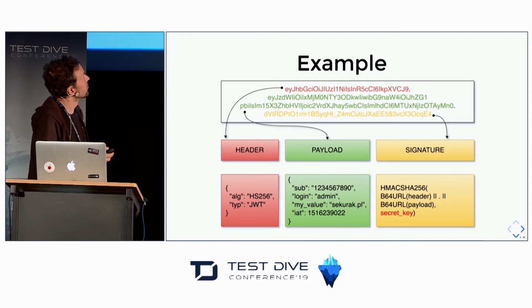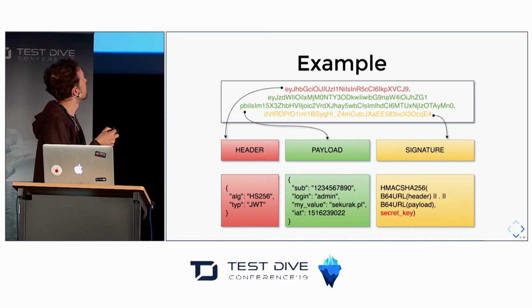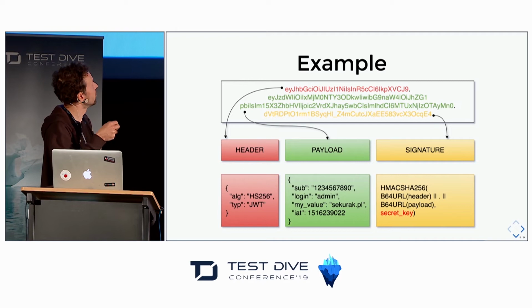Here is an example of this token, a JSON Web Token. And we have three parts here. The payload, so the data we are transferring. A very simple header. Most of the time the type here is JWT, and here is the algorithm for the signature. So it's the whole header, the whole payload, and the signature.